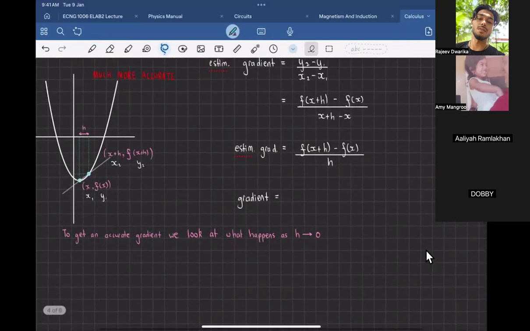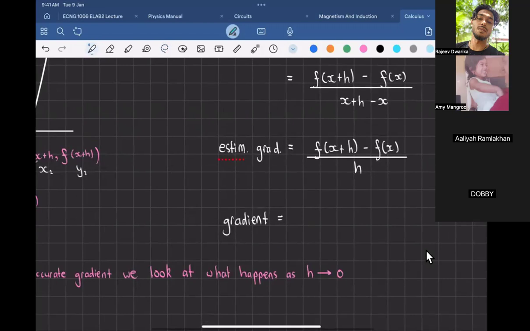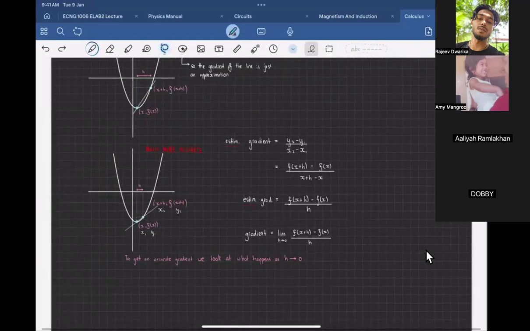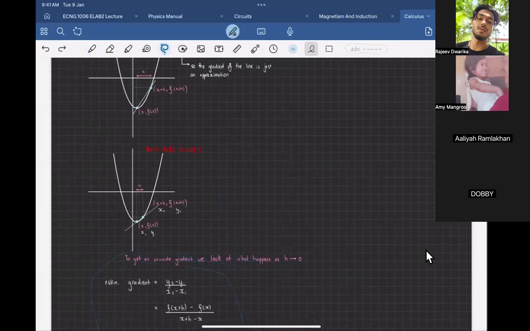Right. So the actual gradient, Aliyah, if you want to find the actual gradient, we need to find the limit as h approaches 0 for this. And that's the actual gradient formula. You just need to remember this. But if you forget it in the exam, well, now you know how to figure it out. You're not totally lost.